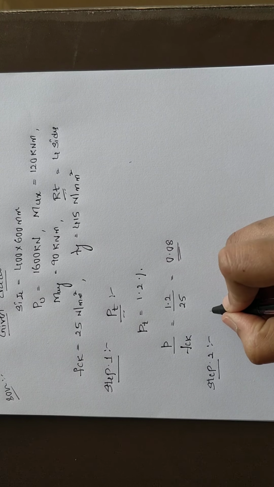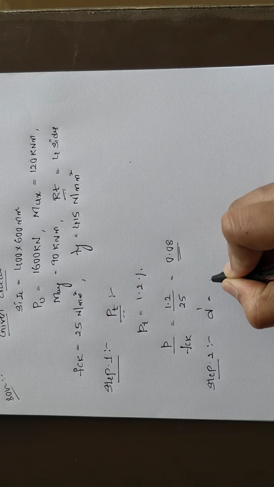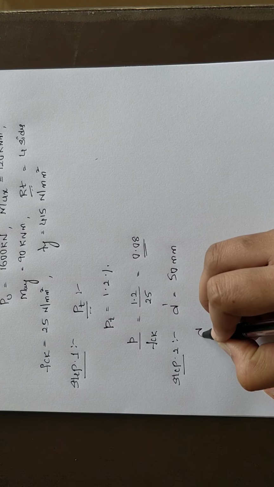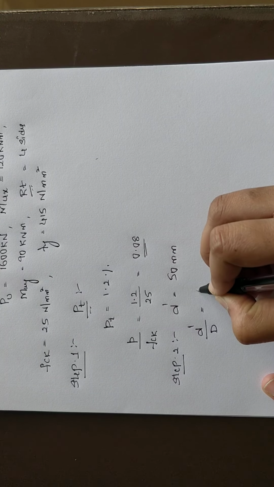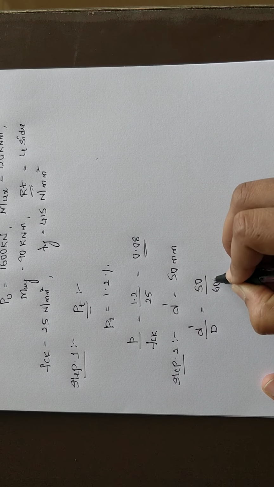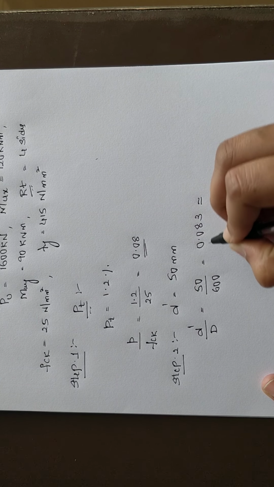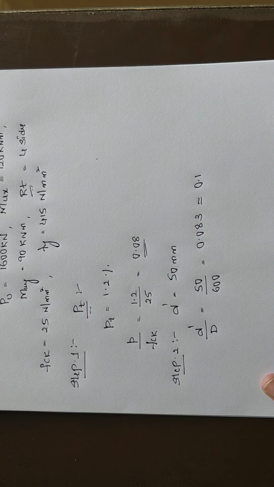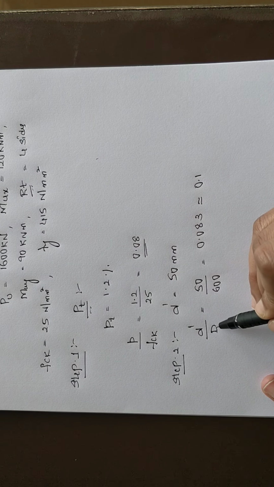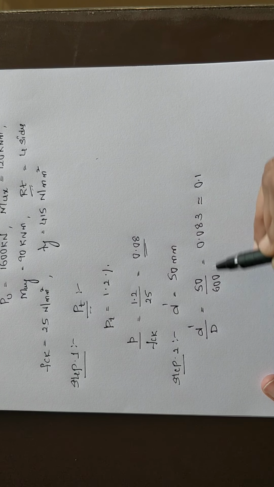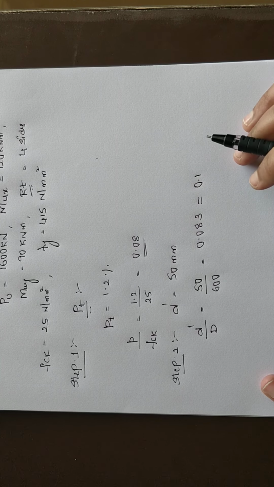Step number 2, assume the effective cover equals 50 mm. Then calculate D dash by D ratio, that is 50 divided by 600, which will be 0.083. Round it off to 0.1. The chart as per standard publication 16, that is SP 16, is available for different D dash by D ratios: 0.05, 0.1, 0.15 and 0.2. That's why 0.083 I will round off to 0.1.